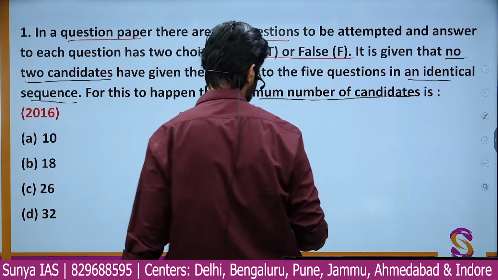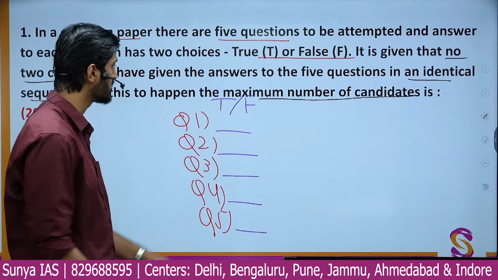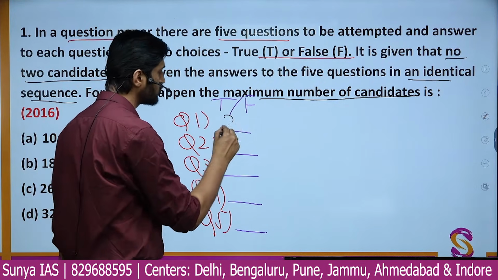So simply we will use the idea of combination. So here you can see at the first position we have how many choices? We have either true or false, that is 2 choices.